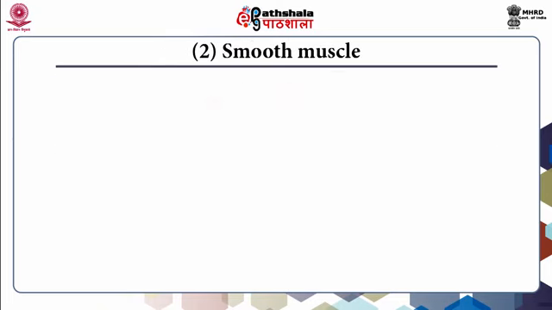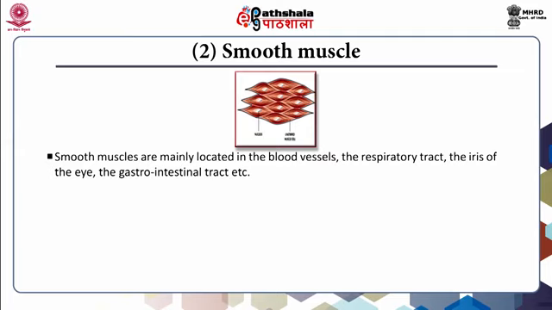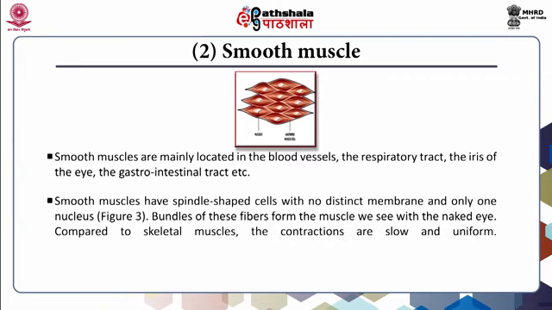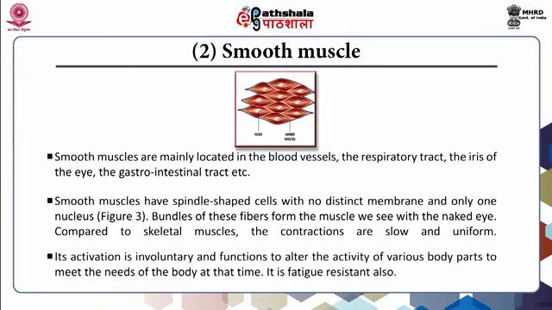Let us see what are smooth muscles. Smooth muscles are mainly located in the blood vessels, the respiratory tract, the iris of the eye and the gastrointestinal tract. Smooth muscles have spindle-shaped cells with no distinct membrane and only one nucleus. Bundles of these fibers form the muscle we see with the naked eye. Compared to skeletal muscles, the contractions are slow and uniform. Its activation is involuntary and functions to alter the activity of various body parts to meet the needs of the body at that time. It is also fatigue resistant.